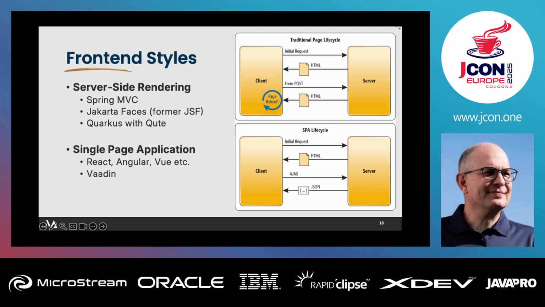I will come back to that later on, but first we have to have a short look at front-end styles. And here we see that we have kind of two styles. We have the server-side rendering, traditional page lifecycle, as it's called here in the pictures. So we have a request to get an HTML page back, which was rendered on the server. Then the user interacts, and each interaction may require, for example, submission of a form. That will be a post request, and again, HTML is returned, right? So that's Spring MVC, Jakarta Faces, Quarkus with Qute, stuff like that.